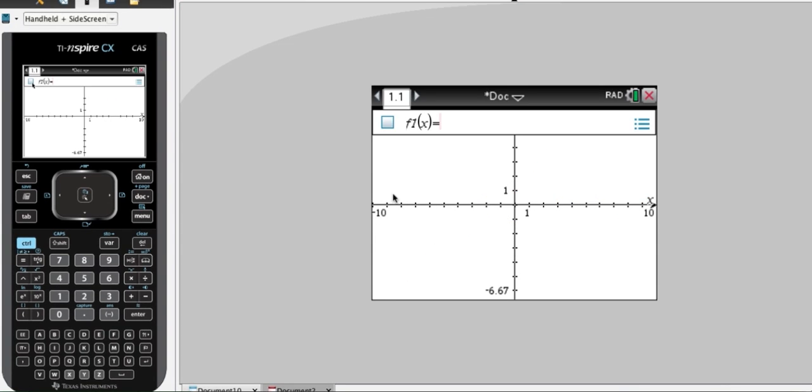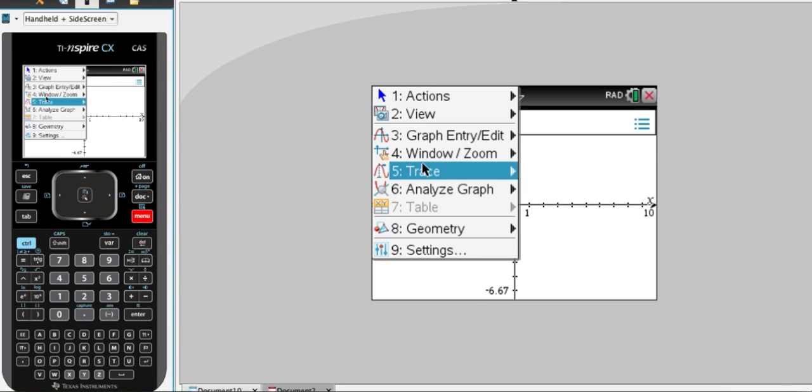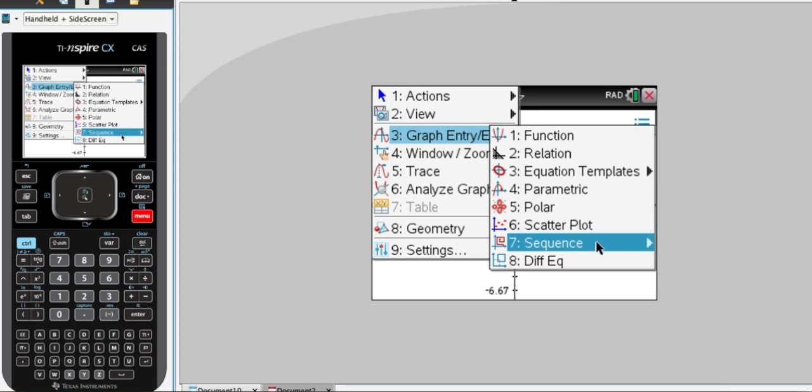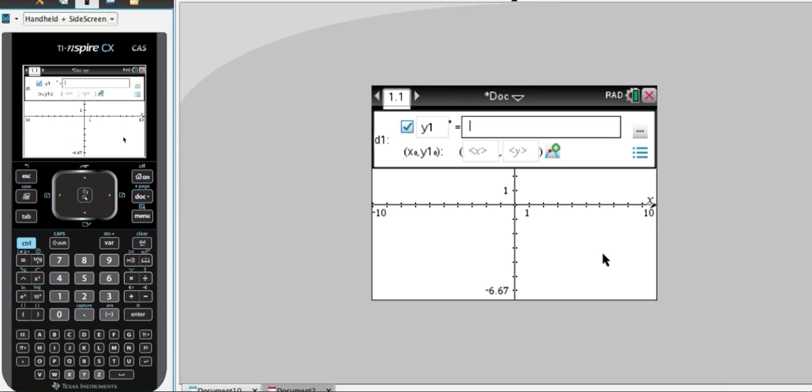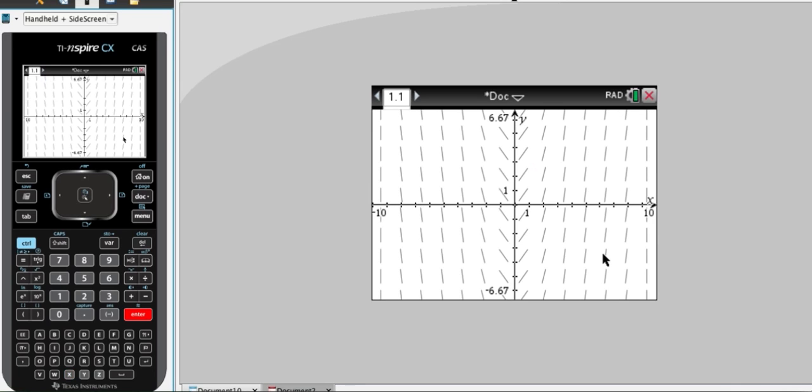The Nspire can also do slope fields. So if we click on menu, and then we go to graph entry edit and select differential equations, because that's what we work with when making slope fields, then it shows up like this. So the input y1 prime is equal to something, and we'll be working with the differential equation y1 prime is equal to 2x, and this would make y1 equal to x squared plus c. So if we click enter, it gives us this slope field.